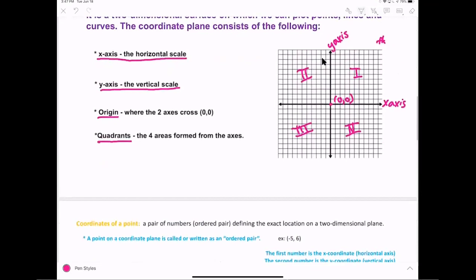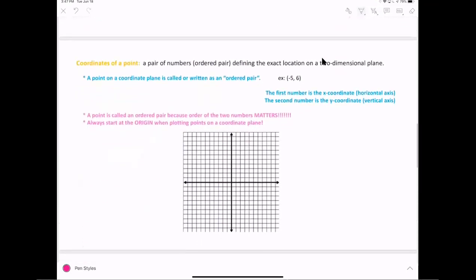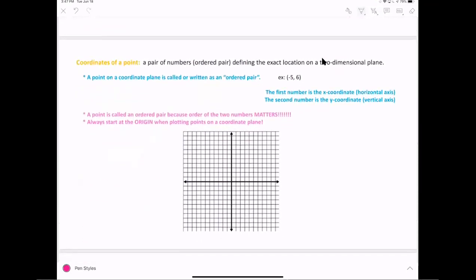Once the coordinate plane is drawn, then we can find points. The coordinates of a point are a pair of numbers. Of course, a pair is two, which we're going to call an ordered pair. And we call it an ordered pair because the order matters. That defines the exact location on a two-dimensional plane. A point on the coordinate plane can be written as an ordered pair, as this example shows here.